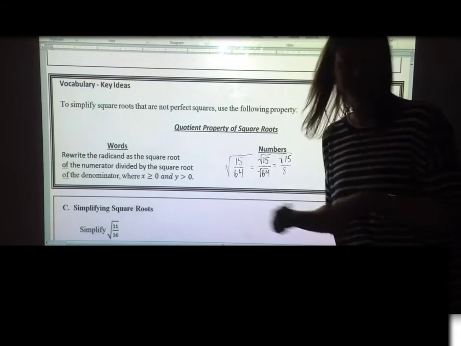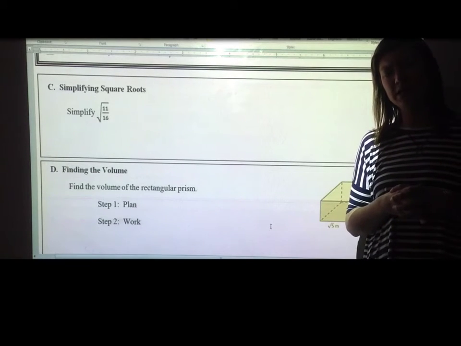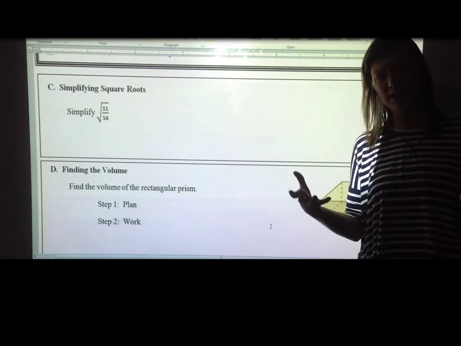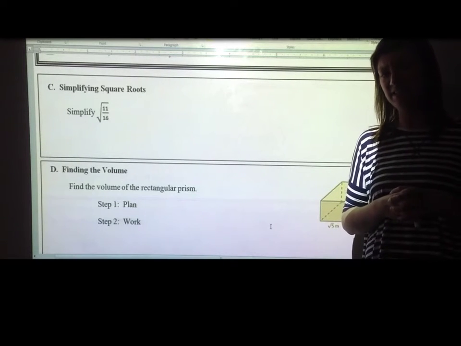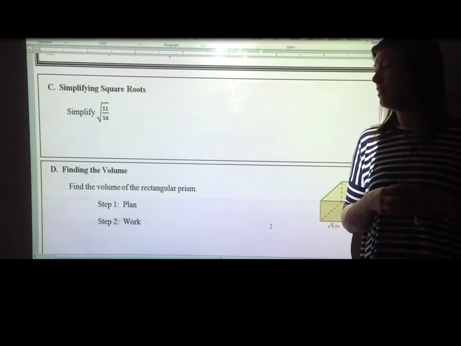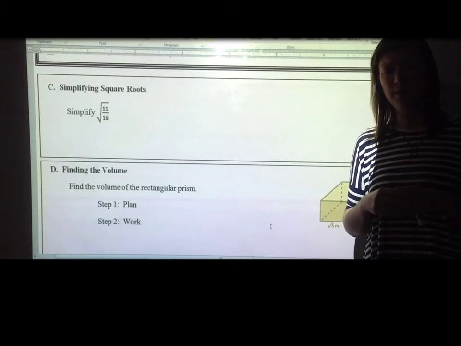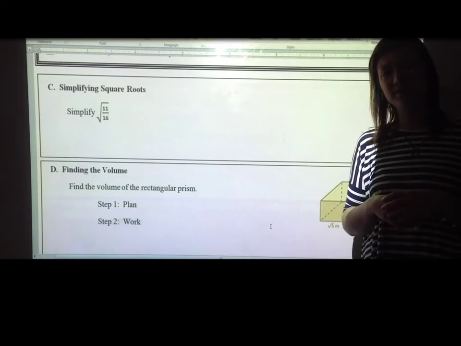Alright, so part C, after we just went through the quotient property of square roots, we're going to actually use it again on a different example. So in this example, we have the radical of 11/16, both terms, numerator and denominator, under that radical sign. So now it's about using that quotient property of square roots, sorry about that, and being able to simplify this.